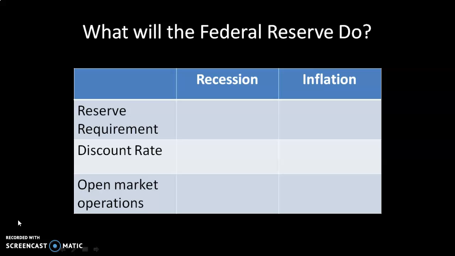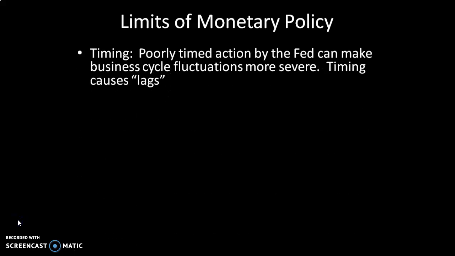Monetary policy is not perfect. So what I want to do today is look at the limits of monetary policy. This will be a fairly short presentation, but an important one to understand that monetary policy does have its limits. First of all, timing is an issue in dealing with our economy and dealing with the money supply. Poorly timed action by the Fed can make the business cycle fluctuations between inflation and recession even more severe.